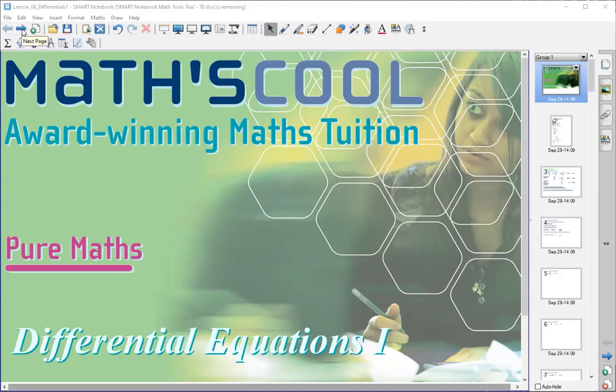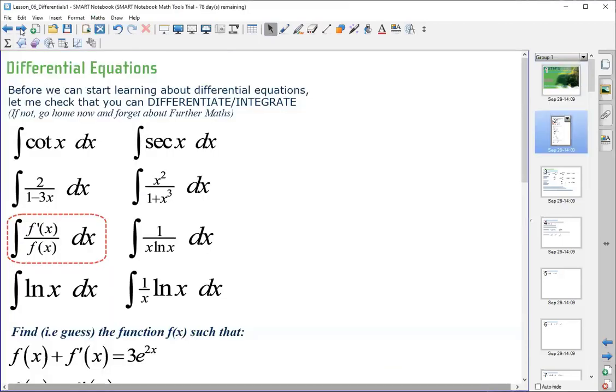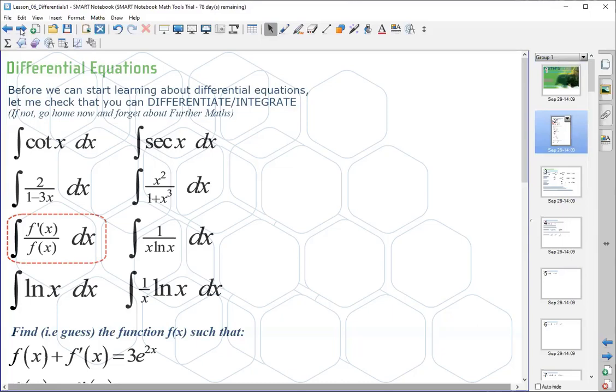So we're moving on to differential equations. And I remind you, this is going to be quite a big topic. So we're going to start this week, but we're going to carry on for a few weeks on differential equations. We're going to start off just by recapping a little bit of our A-level maths.